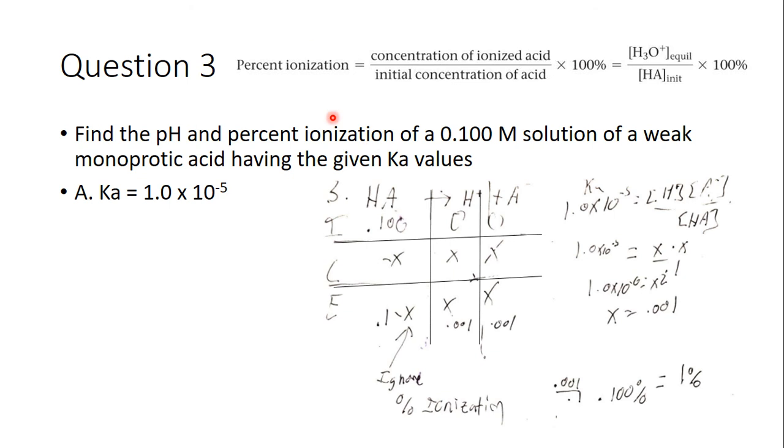Now we want to do percent ionization. To do percent ionization, you do the concentration of your ionized acid, so the amount that broke down, that's what it means by ionized. How much of it broke down? Well, 0.001 broke down. What was your initial concentration? 0.1. So 0.001 divided by 0.1 times 100% is 1% of your acid broke down. So very weak acid. Only 1 out of 100 molecules of HA will break down to H plus and A minus. That's what that 1% means.